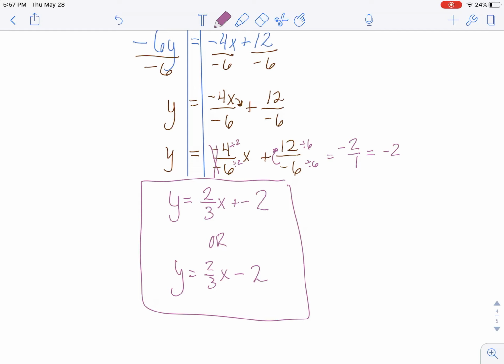Remember, these mean the same thing. You could leave it as 2 over 1, but that's not helpful to anybody. Nobody needs a fraction if it's not necessary.